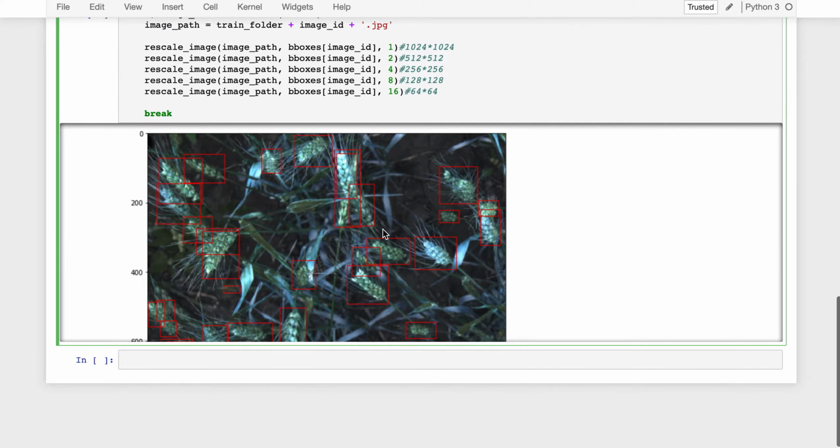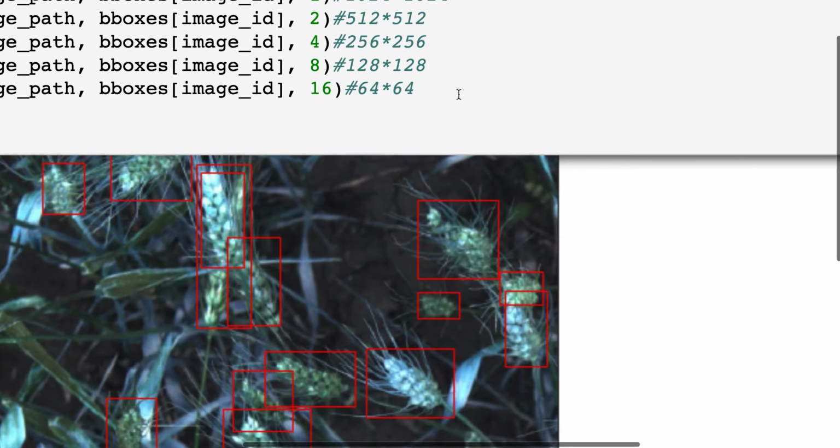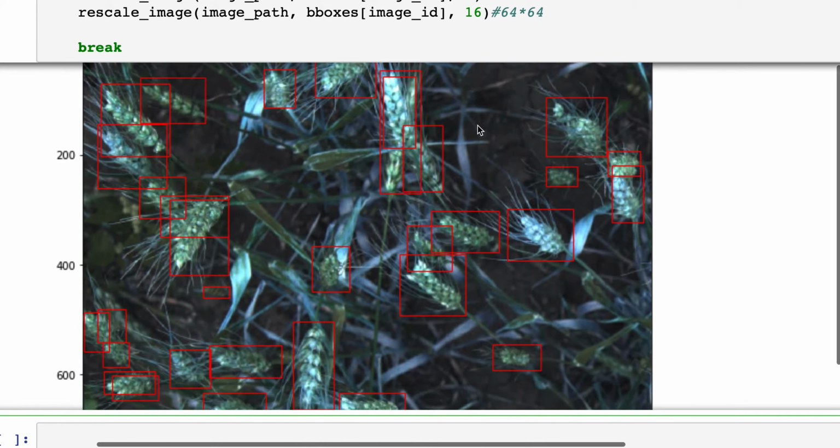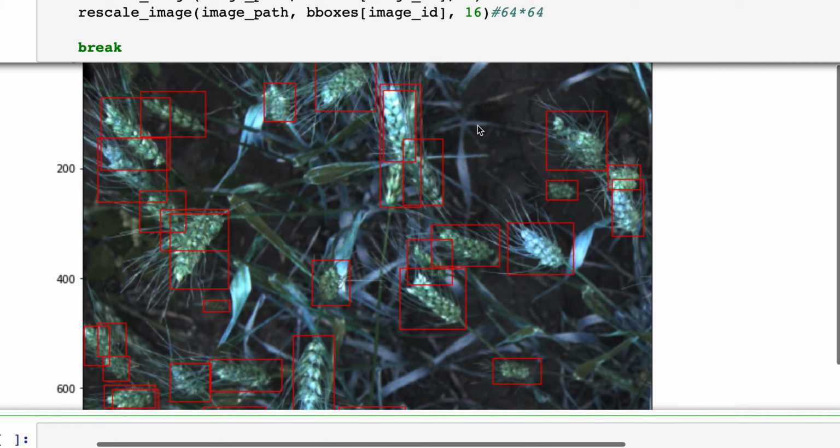So let's look at the first image. This is 1024 cross 1024. Crystal clear. I really like the image, if I was a photographer, but no, we're into machine learning. I don't think even a photographer would like the image. But it's more clear and has more detail. The question is, do we need that much detail?